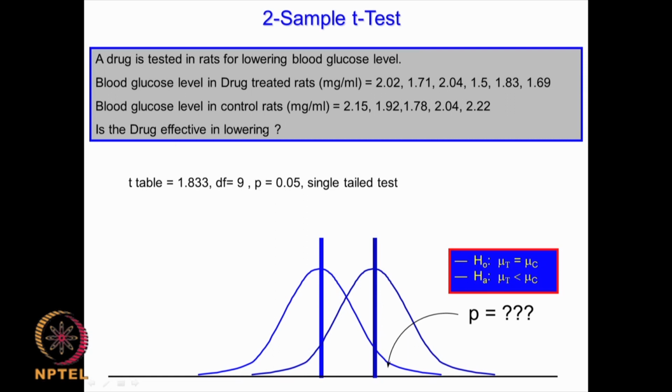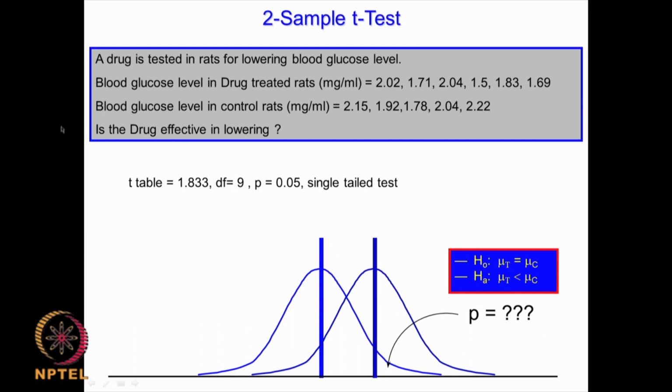Now, is the drug effective in lowering the blood glucose level? For example, imagine this sample comes from one population like this. Imagine this sample comes from another population like this. Now, are these populations overlapping so much that we can consider them as one single population, or are they different?